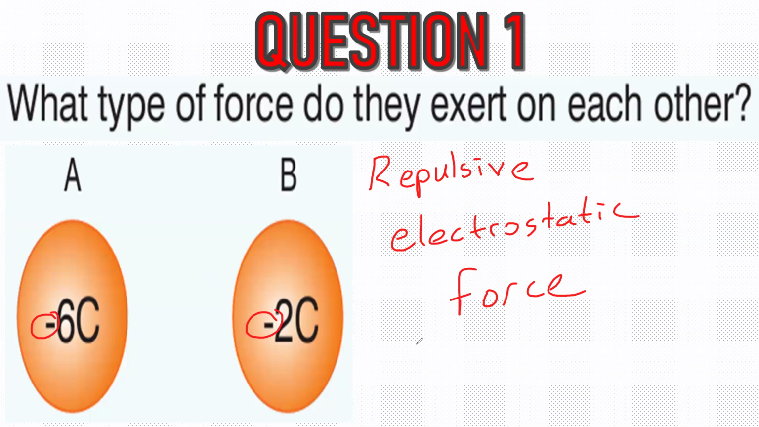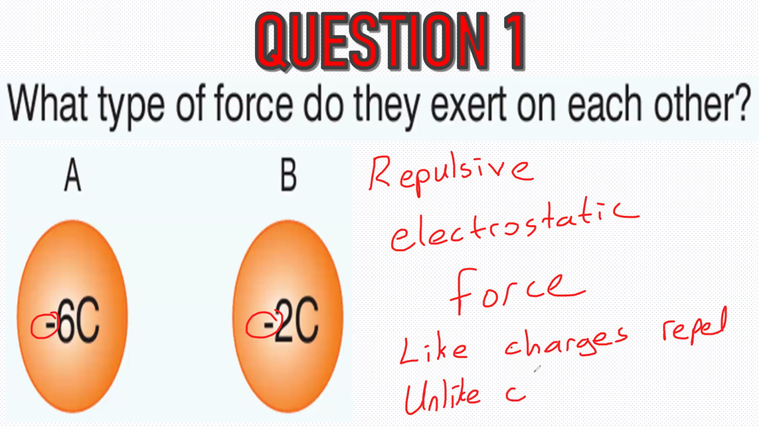Like charges repel each other. So we should remember this point, like charges repel. So we have a repulsive electrostatic force. If we have unlike charges, what's going to happen? They're going to attract each other. So that time we are going to say attractive force. Unlike charges attract each other. So remember, like charges repel, unlike charges attract.